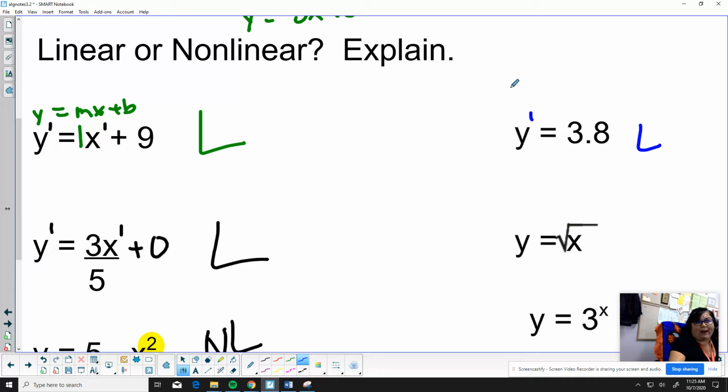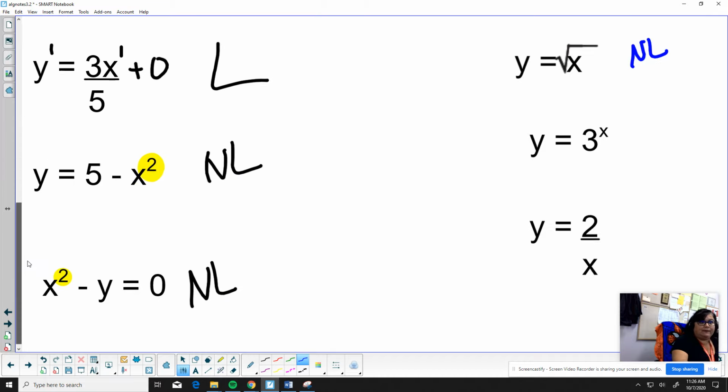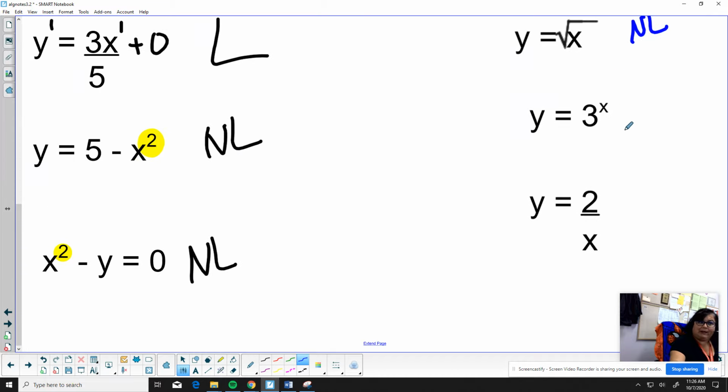Okay, now we could rewrite this. Y equals 0x plus 3.8. But it's the same thing as this. It's linear. Now this one's got a square root in it. That is nonlinear. Okay, because we don't really know how to graph square roots yet. Okay, this one's got x in the exponent. This is nonlinear. And this has got x in the denominator. It is nonlinear as well.